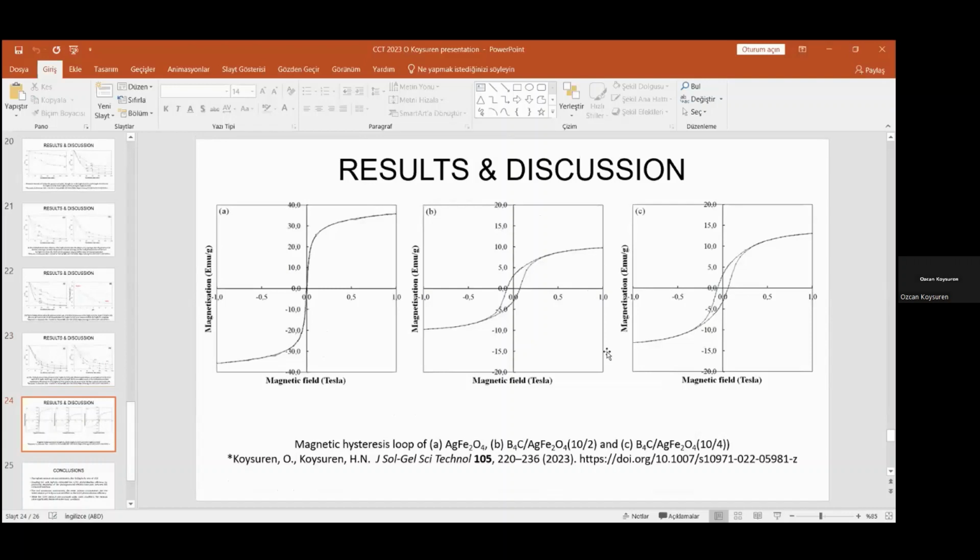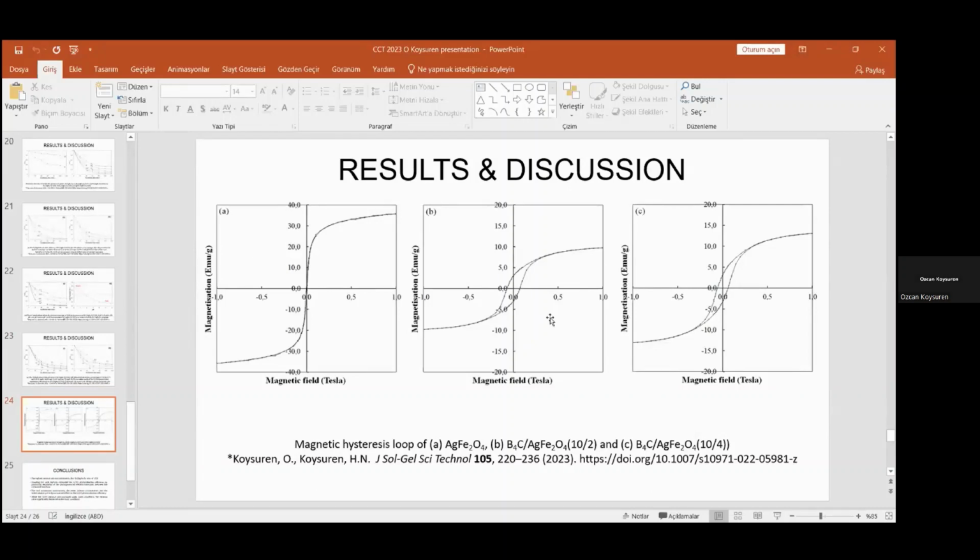Now you will see the magnetic hysteresis loops of silver ferrite on the left, and on the right, these two belong to the magnetic hysteresis loops of composite samples. As we expect, because silver ferrite has magnetic property, we expect a high magnetization value. The pure sample exhibits a really high magnetization value. As we expect, there is a decrease in the composite sample because boron carbide has no magnetic property.